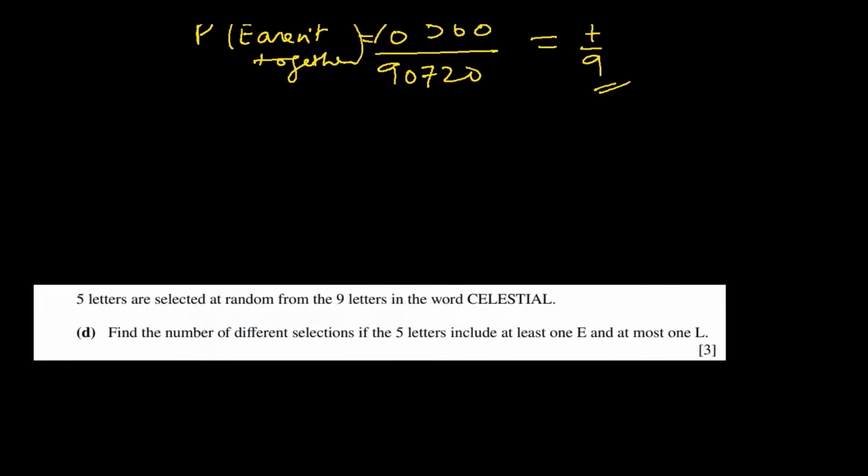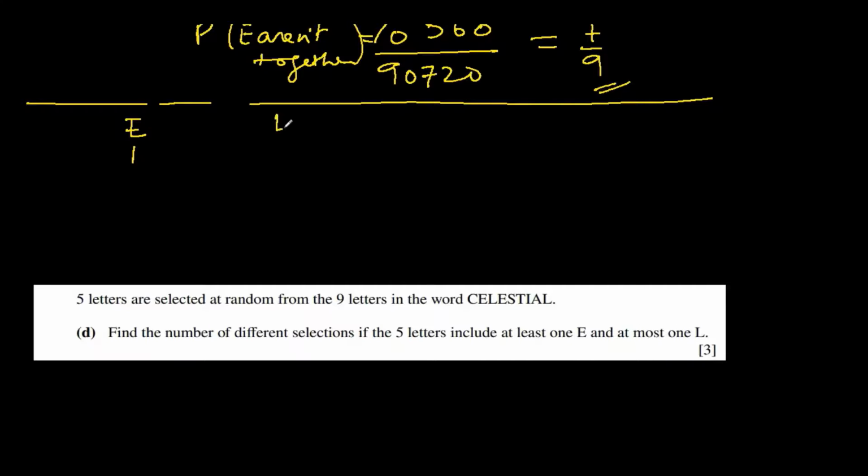Alright, there is a D part also. Let's go to the D part. 5 letters are selected randomly from the 9 letters of celestial. Find the number of different selections if the 5 letters include at least one E and at most one L. Just like the previous example, at least one E means it can be 1 and more. At most one L means we can have 0 L also. So 0 L and 1 L are possible. At most 1 means this.